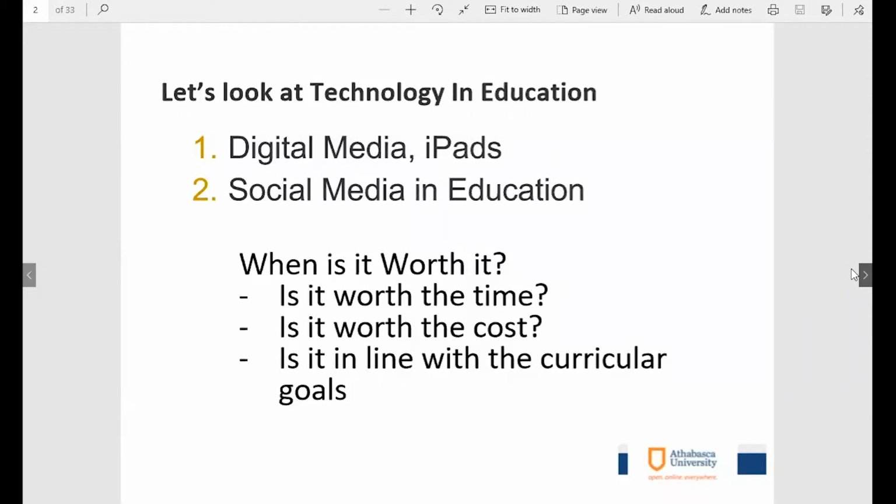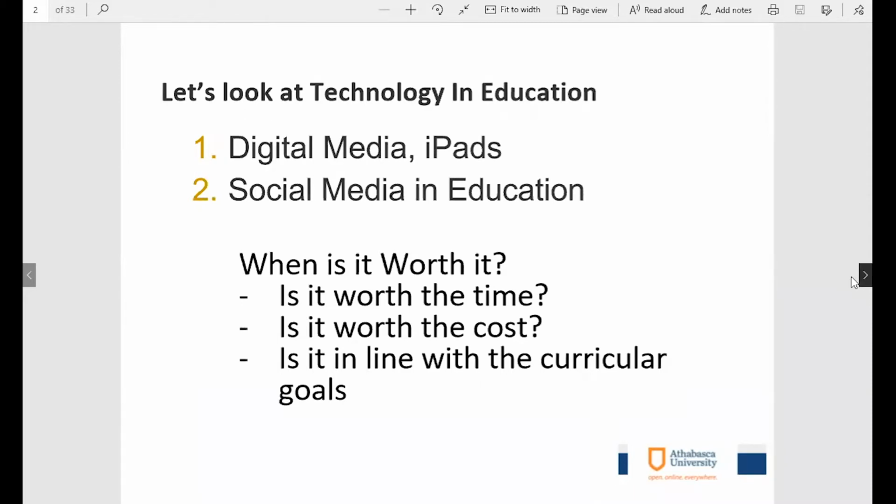And what I mean by worth it is, is it worth the time to do it for the teacher? Is it worth the cost? Because everything that we do in a classroom has some cost. And is it in line with the curriculum? So if we're teaching how to bake cookies, does it help to use technology to learn how to bake cookies? If we're teaching how to speak in another language, does it help to use technology for that?